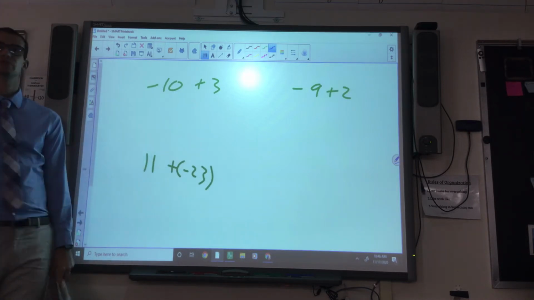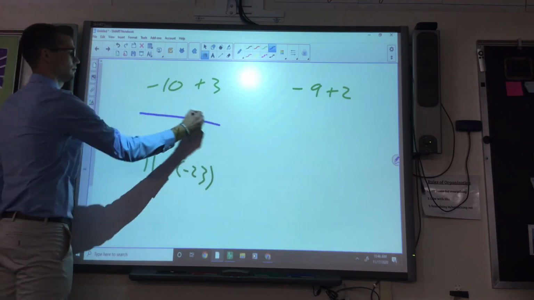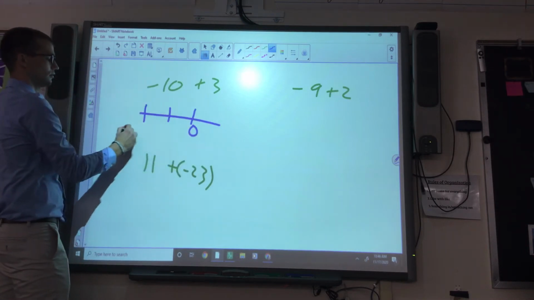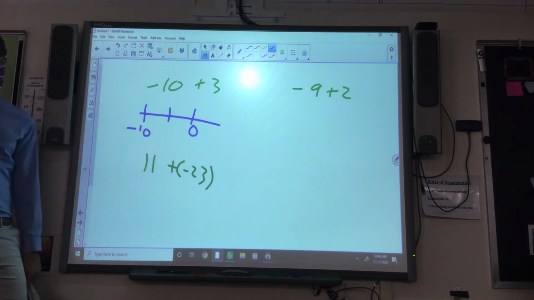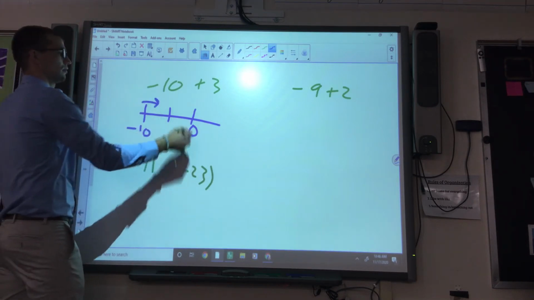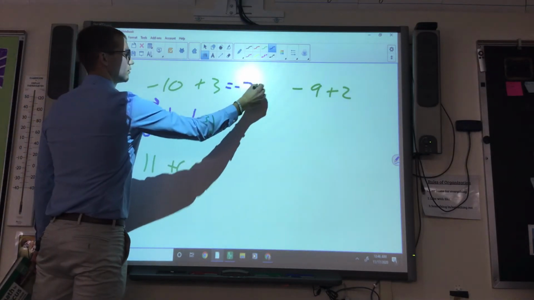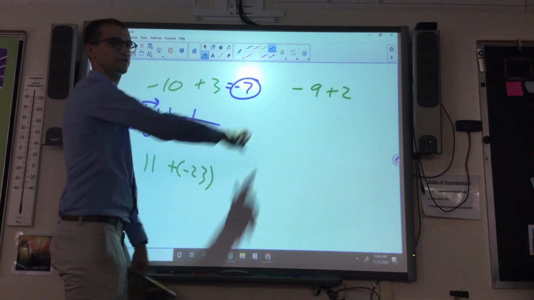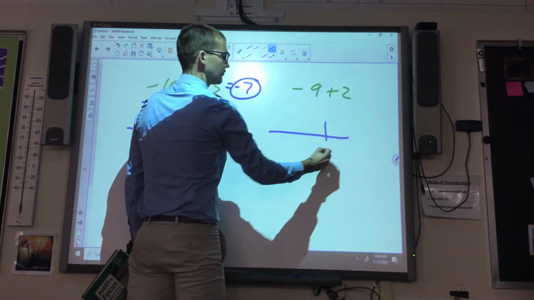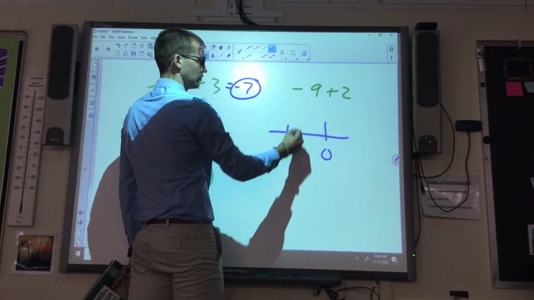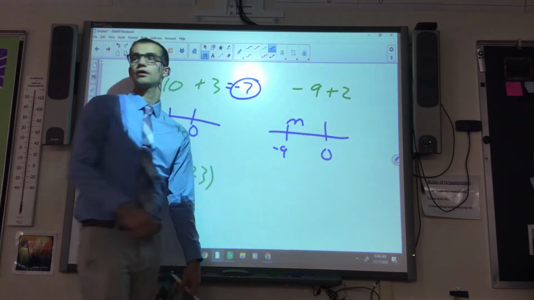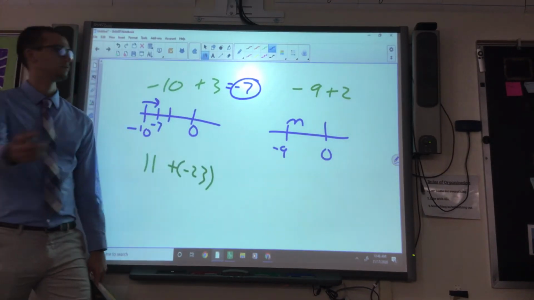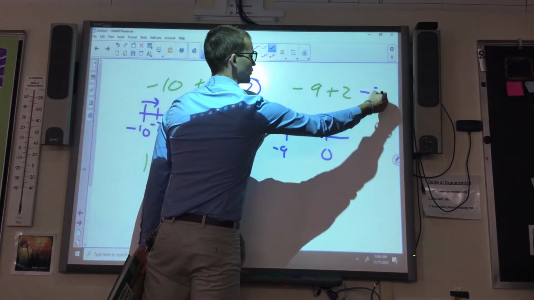Okay, negative 10 plus 3. We start at 0. Here's negative 10. We go forward 3. We end up at? Negative 7. Yep. Negative 9 plus 2. Start off at 0. We're back here at negative 9. Go forward 2. We end up at? Negative 7. I'm sensing a trend here.